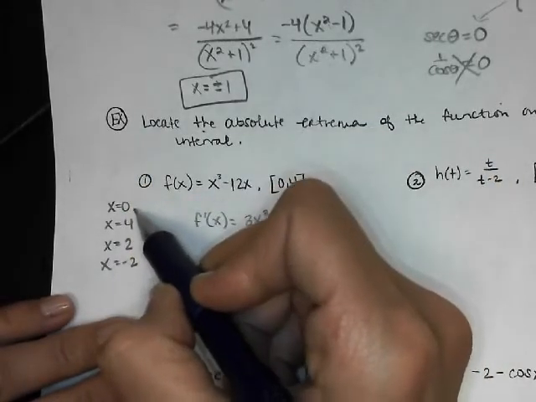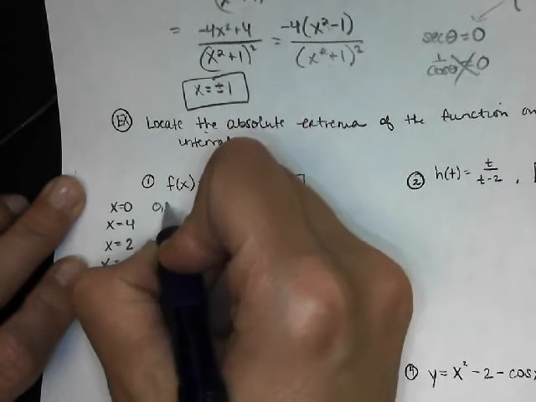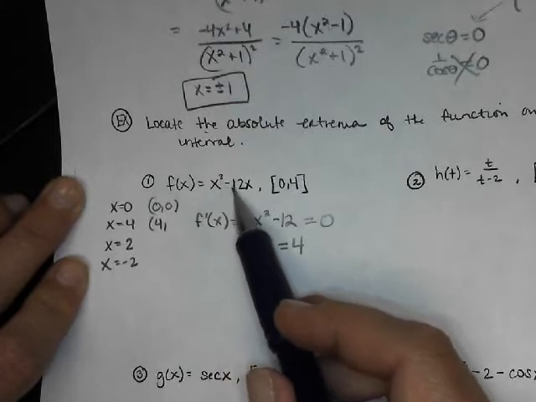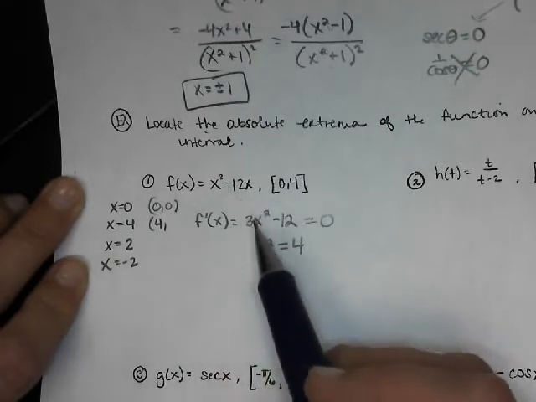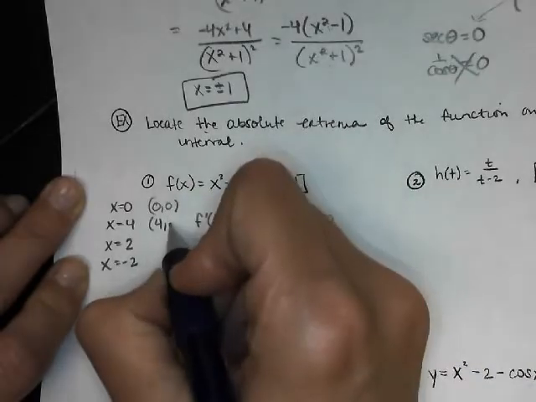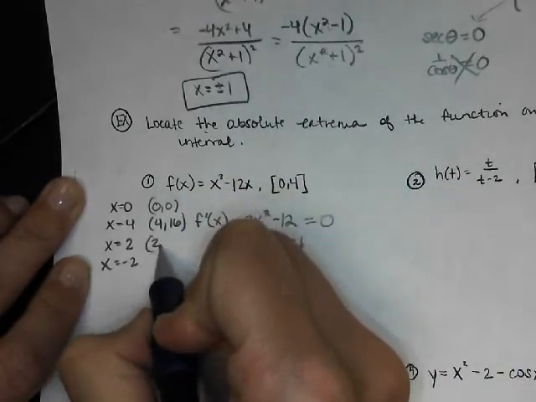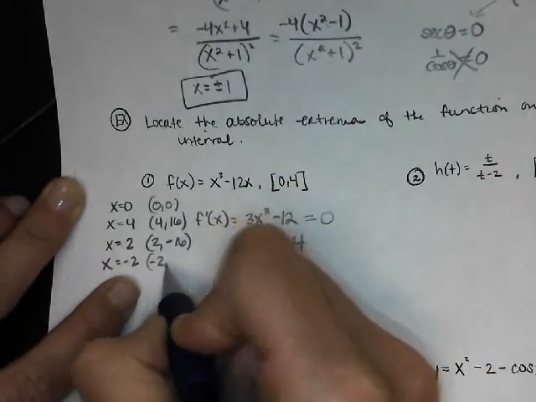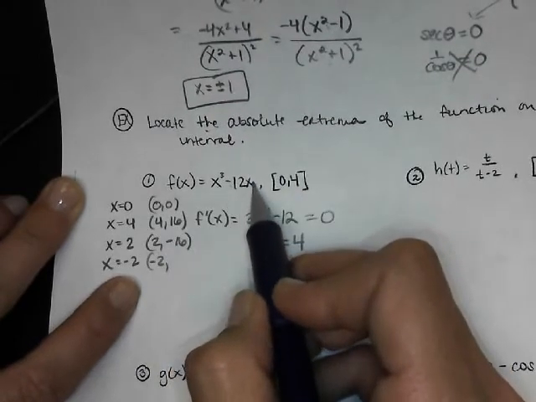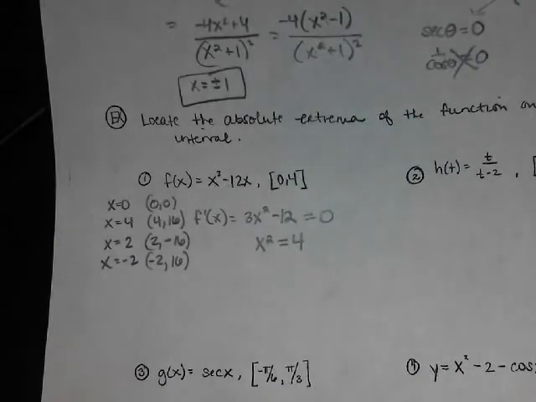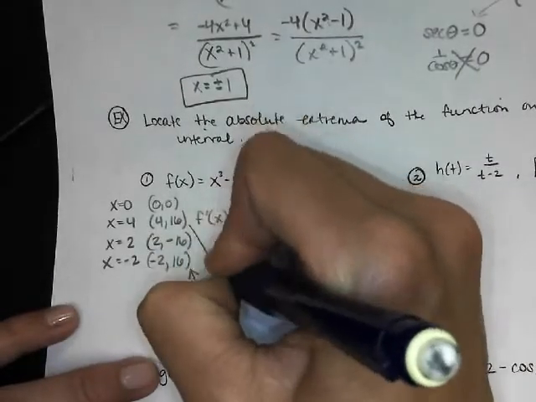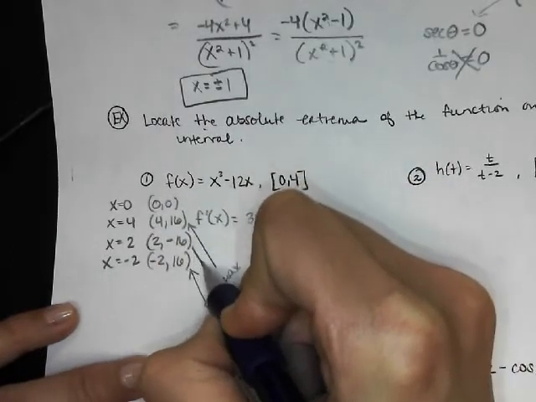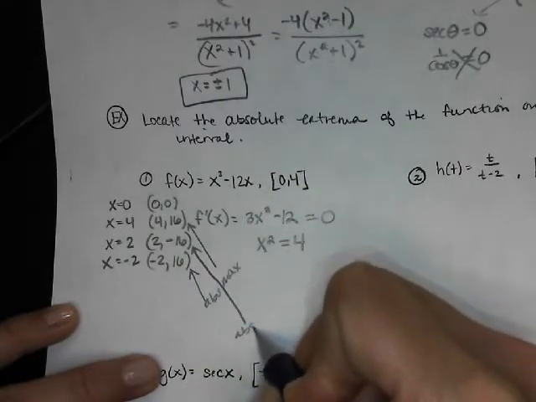And then you're just going to find the y coordinates that go along with each of these. So this one is 0, 0. This one is 4 cubed is 64, minus 12 times 4 is 48, so 64 minus 48 is 16. 2, when I plug it in, is going to be 8 minus 24, so negative 16. And negative 2, when I plug it in, is going to be negative 8 plus 24, which will be positive 16. So we have two absolute maximums. And this one here is an absolute minimum.